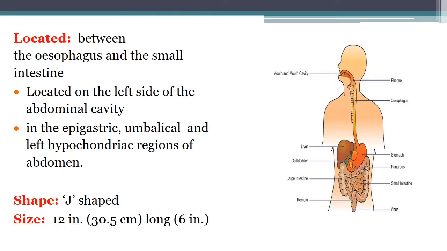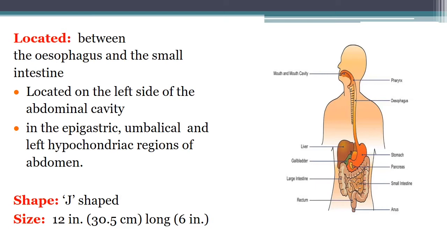Now the location of the stomach, you can see in the figure, it is located between the esophagus and the small intestine. It is located on the left side of the abdominal cavity and in the epigastric, umbilical and the left hypochondriac region of the abdomen.